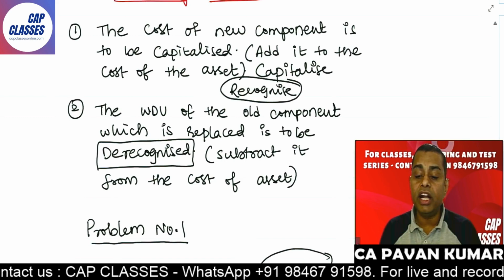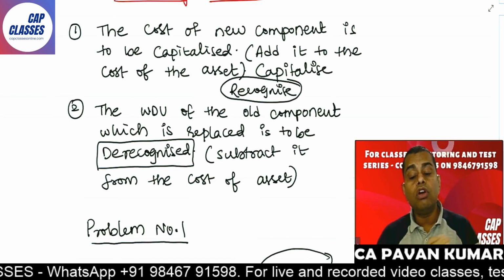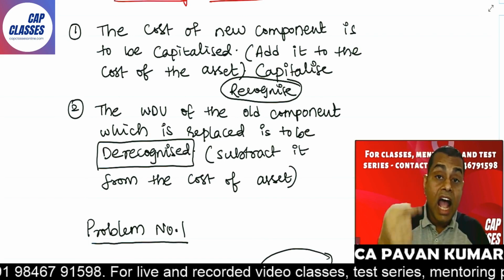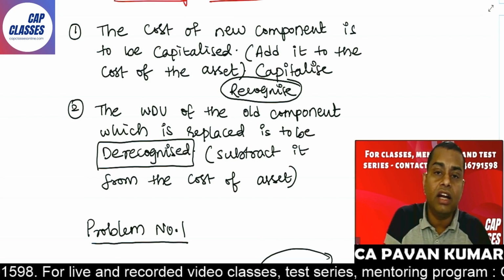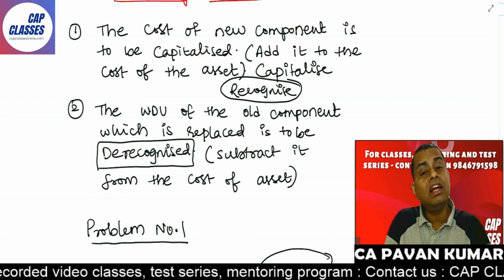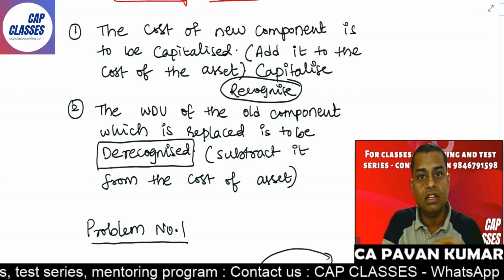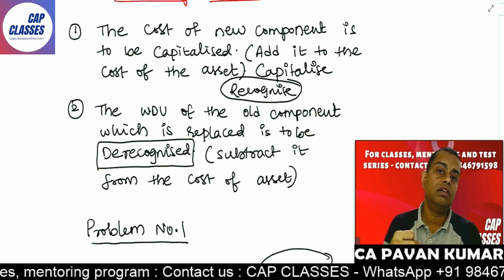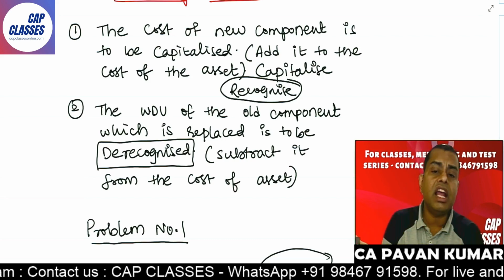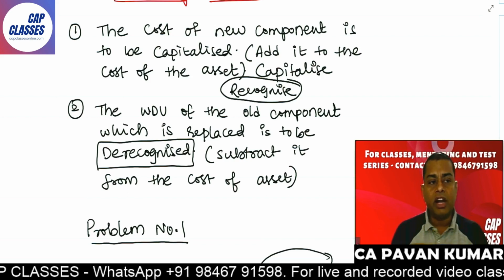The cost of the new component is to be capitalized, added to the value of the total asset. Second, the WDV of the old component which is replaced is to be de-recognized. Same. If you do not have accounting information relating to the WDV of the previous component or previous inspection, you take the new cost as the basis and work in reverse to estimate the WDV, the unamortized cost. We have done one problem on this as well. So the same thing applies to inspection cost also. Just read points number 1 and 2 for revision.